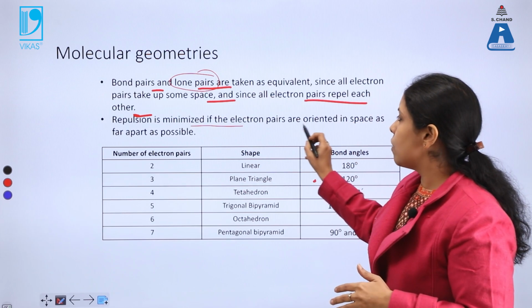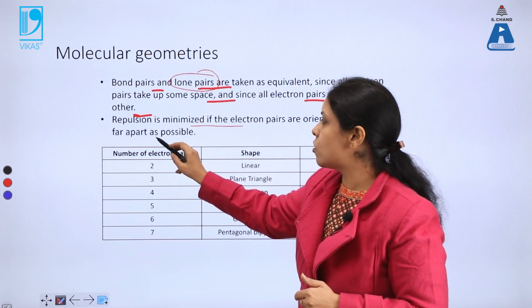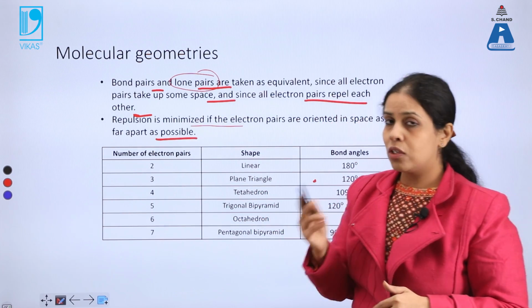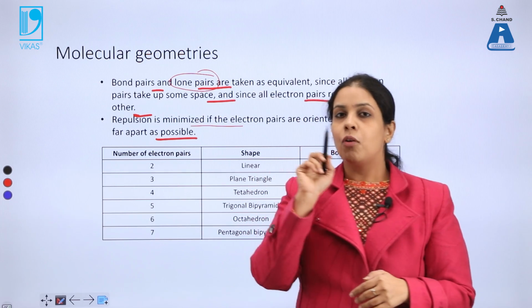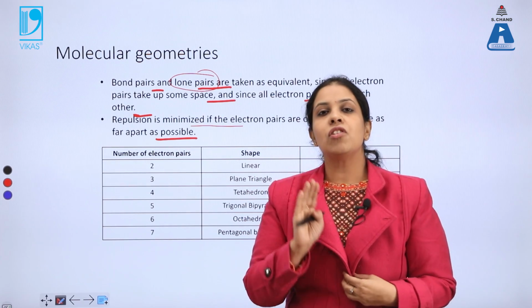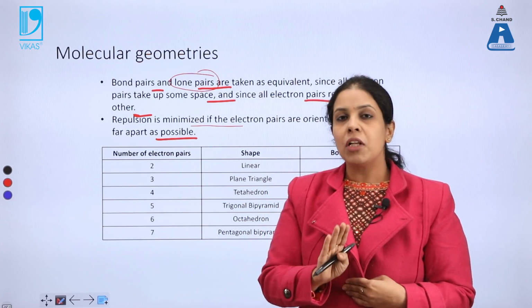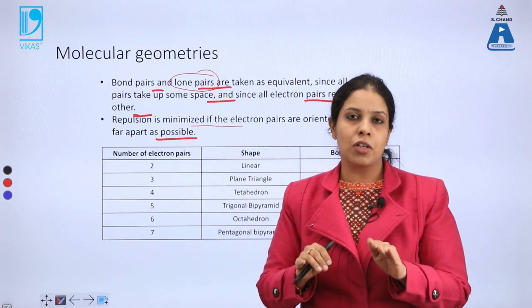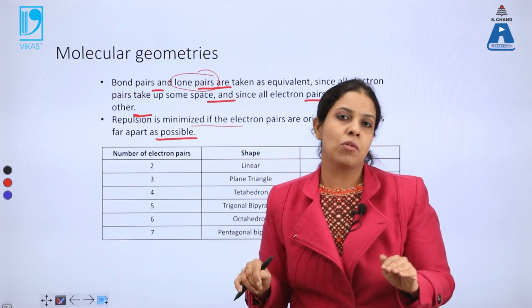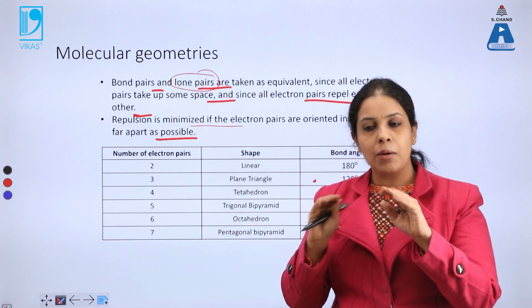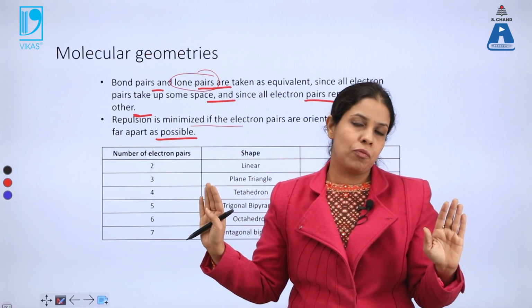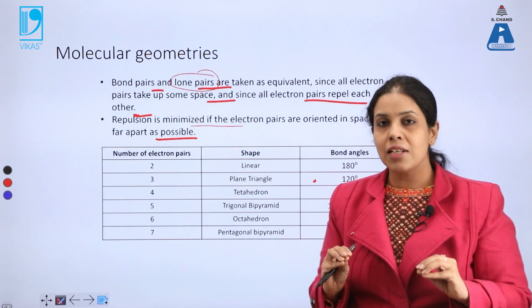Repulsion is minimized if the electron pairs are oriented in space as far apart as possible. This we have already discussed. For the energy to be more stable, repulsion has to be less. And for repulsion to be less, all the atoms which are coordinated in the molecule being formed try to remain as far as possible from each other.